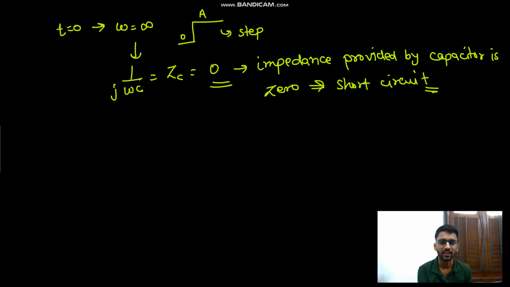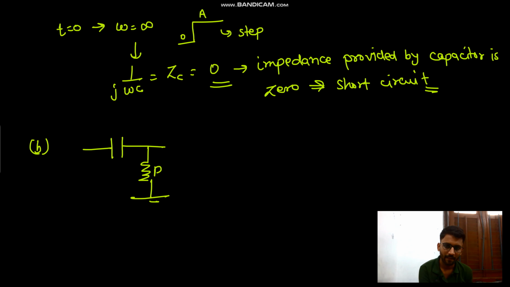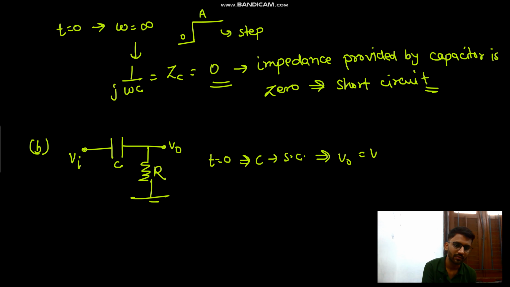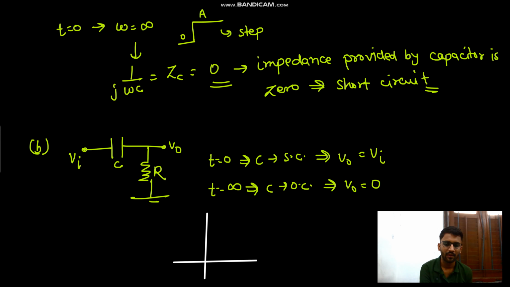Okay, now moving on to circuit B. So this was your circuit B. R, V naught. This is V in. This is C. Initially, at t equals 0, the capacitor is short circuit and V naught is V in. At t equals infinity, the capacitor is open circuited and V naught equals 0. Your output waveform goes from V to 0. I should write V, not Vi, because it will be some value from V to 0.